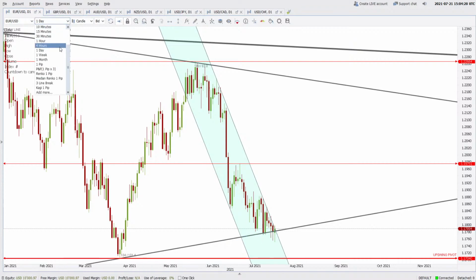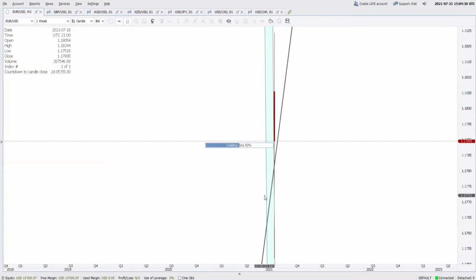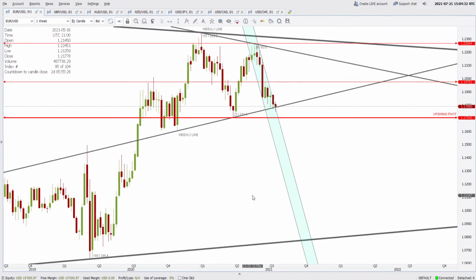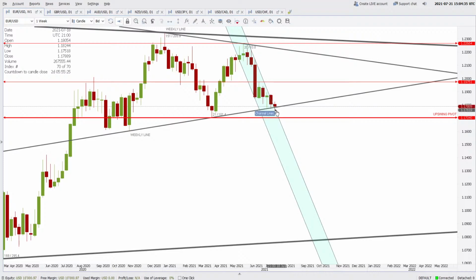I will open the weekly candle and maybe then it will be more clear. You see, if this candle does not close below this line, then we cannot say that this line is broken. That means 1.1704 will not be exposed. So we need a close below this, then this level will be exposed for selling this market.